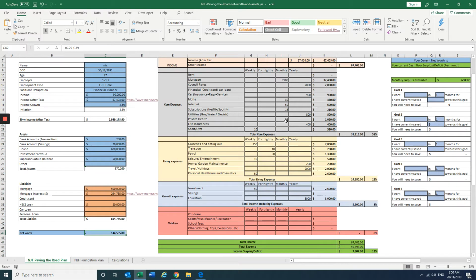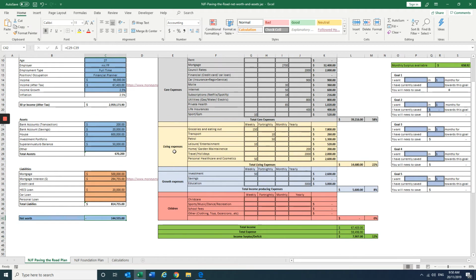Private health insurance is $85 a year. Life insurance $400 a year. Gym $10 a week. All makes sense. The living expenses part of this are things that are more variable. So I could go on a $2,000 holiday a year, or I could go on a $50 holiday a year. It's up to me.